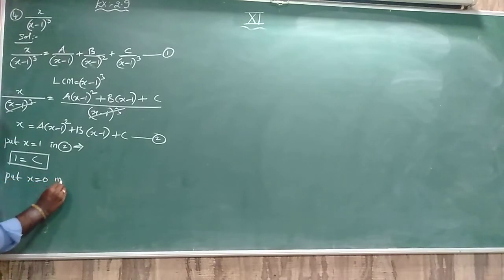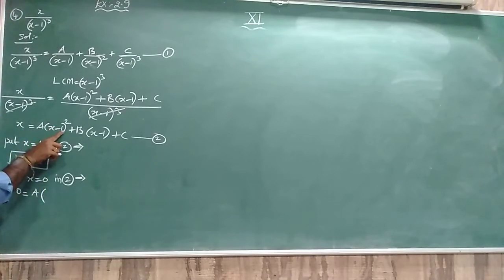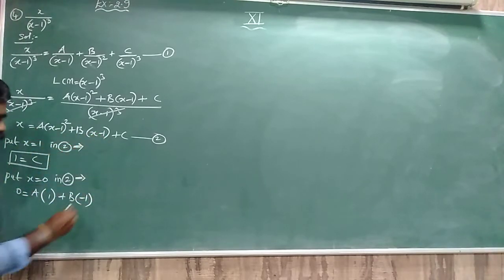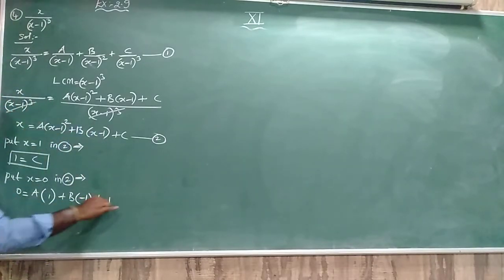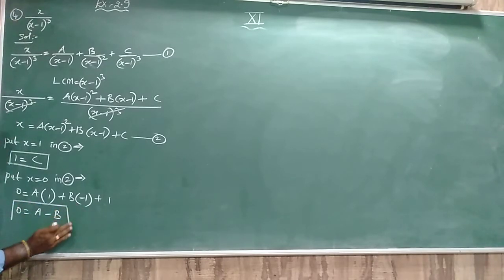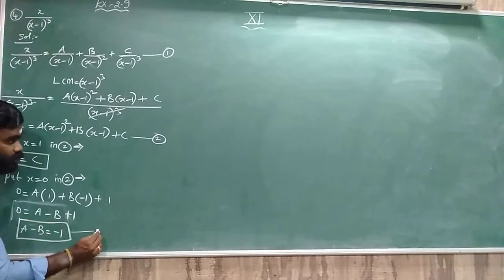Put x is equal to 0, what is happening? 0 is equal to A into 0 minus 1. See, 0 minus 1 is minus 1, minus 1 the whole square is 1, A into 1, plus B into 0 minus 1, which is minus 1. Next, plus, what is C? C is nothing but 1. So 0 is equal to A into 1 plus B into minus 1. Sorry, I forgot plus 1. That is plus 1 is also present, no? Plus 1. This plus 1 moved to this side becomes A minus B is equal to minus 1. Keep it as equation 3.